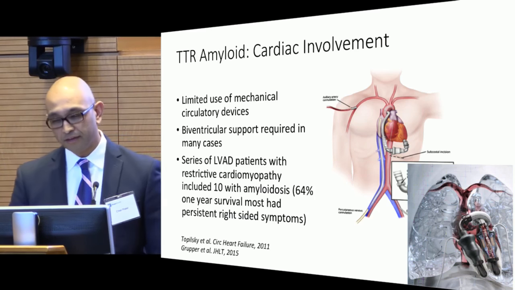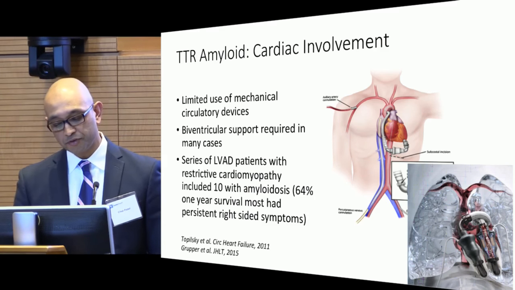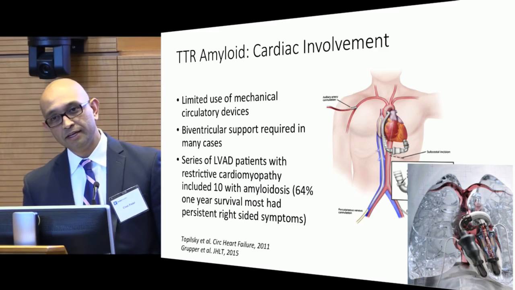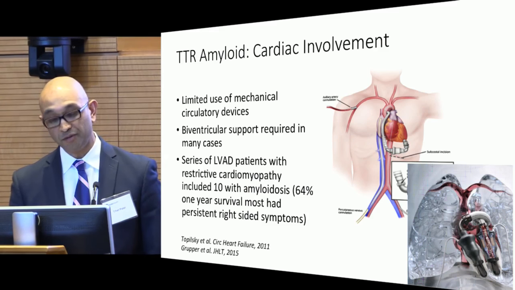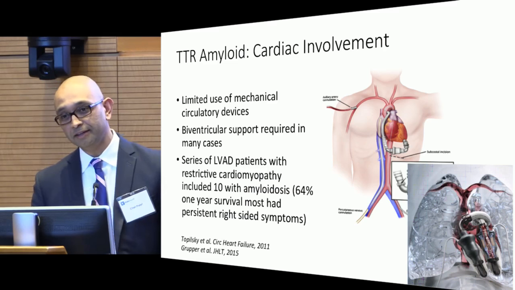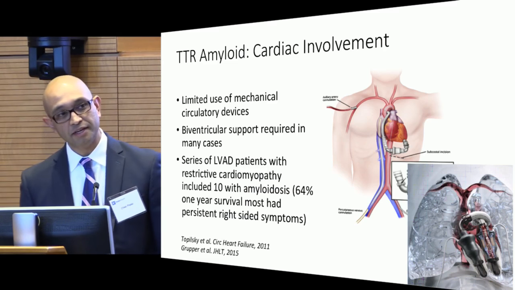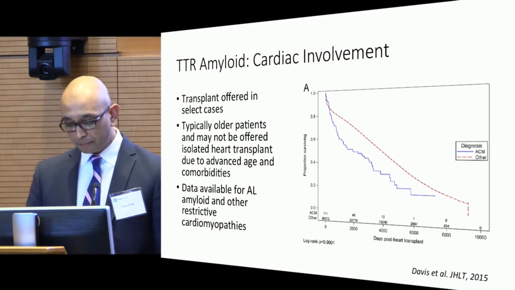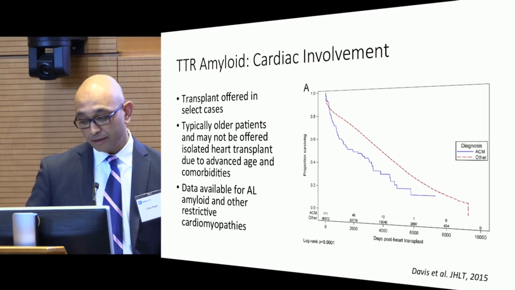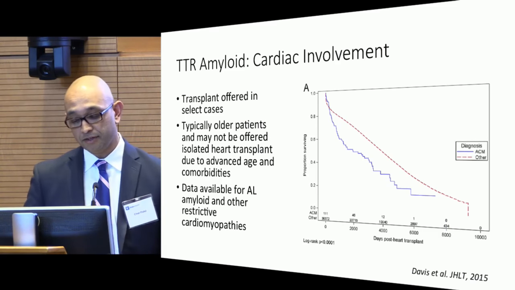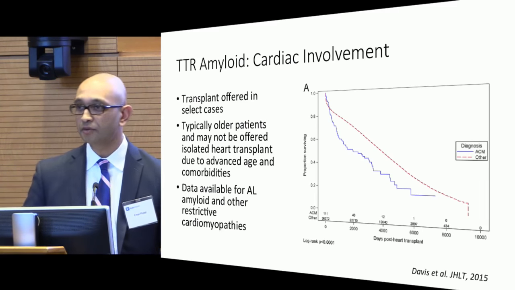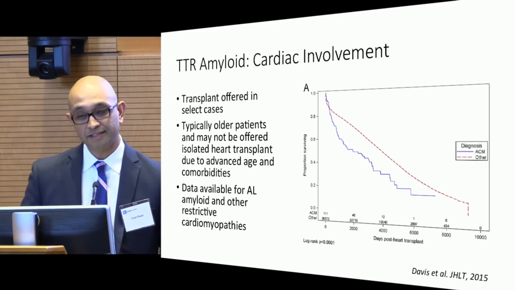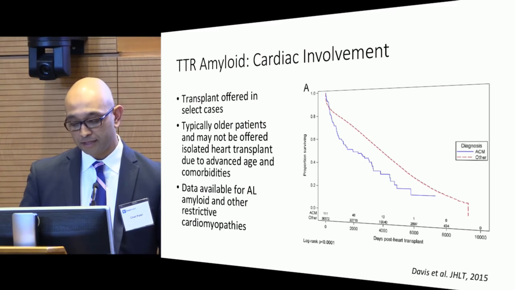There's been a series out of the Mayo in patients with restrictive cardiomyopathy, which included 10 patients with amyloidosis, and suggested nearly a 60% one-year survival. But if you take a deep dive into that data, they had persistent right-sided symptoms and important morbidity throughout the course of that year. Heart transplantation is offered in select cases for TTR amyloid. As was mentioned, a lot of these patients are older, they present later, and may not be offered heart transplant due to advanced age and other comorbidities.